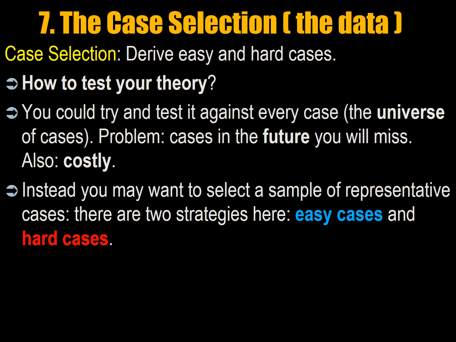Because of the extreme limitations in our resources, what we have to do is strategically select a case or a few cases that we test on that allows us to learn enough to make valid conclusions from our study. So there are two basic strategies. There are easy cases and there are hard, also known as crucial cases.